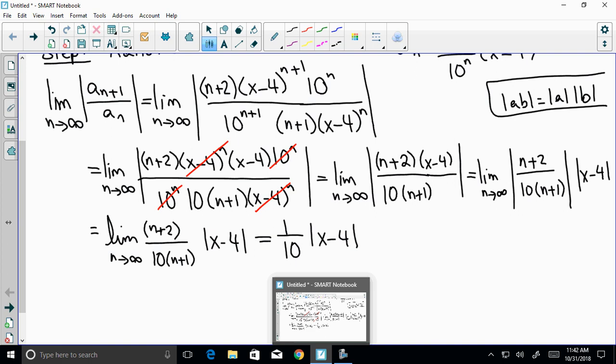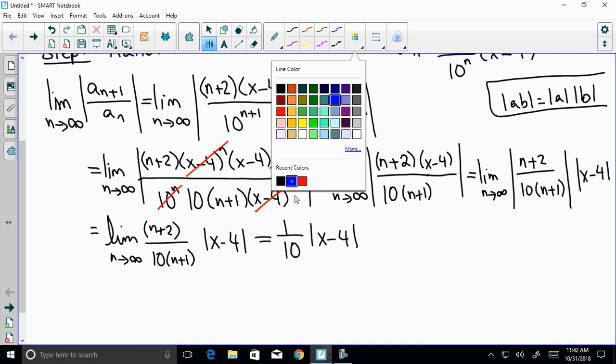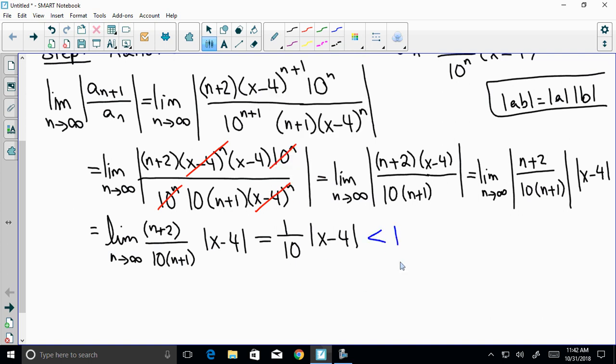So this is doing the ratio test, and that's the first thing you're going to do. Now you're going to come out and say, you know what, I need this to be less than 1 for it to converge.